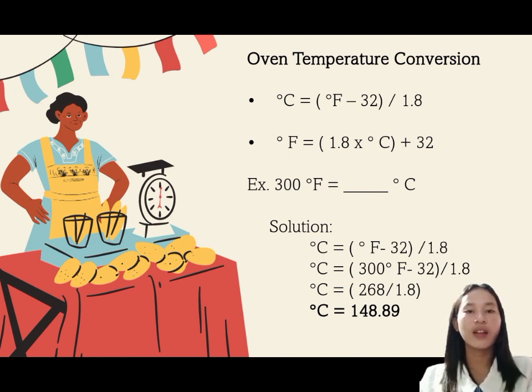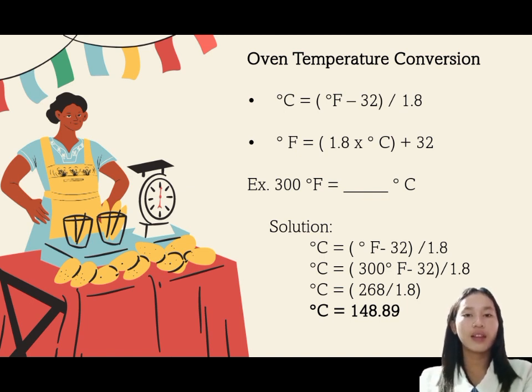First one is Celsius equals Fahrenheit minus 32 over 1.8. Next step is to substitute. So in Fahrenheit, we have the given 300 Fahrenheit, then minus 32 over 1.8. So next step is to subtract.